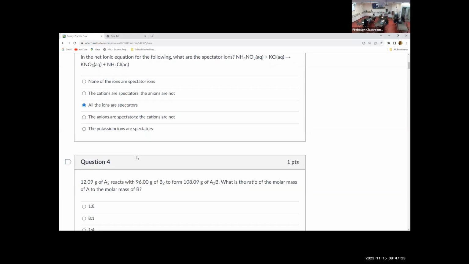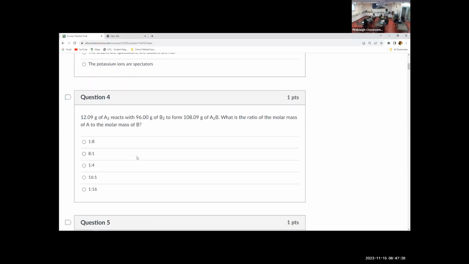For the next one. This is challenging. Okay, so the question says 12.08 grams of A2 reacts with 96.08 grams of B2 to form 108.02 grams of A2B. What is the mole ratio of the molar mass of A2 to B2? Of A to the molar mass of B.